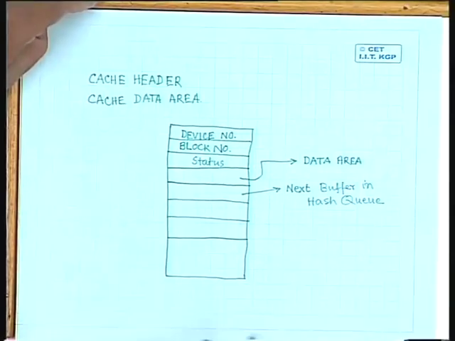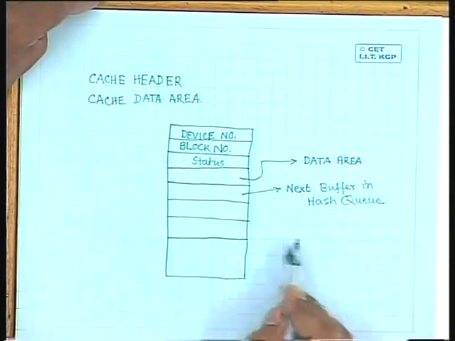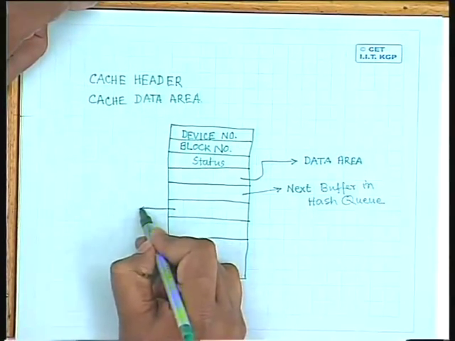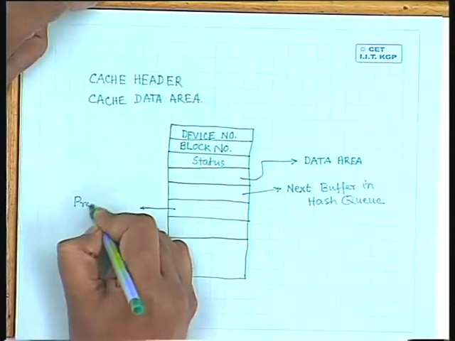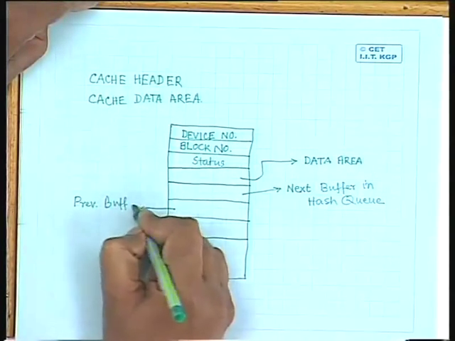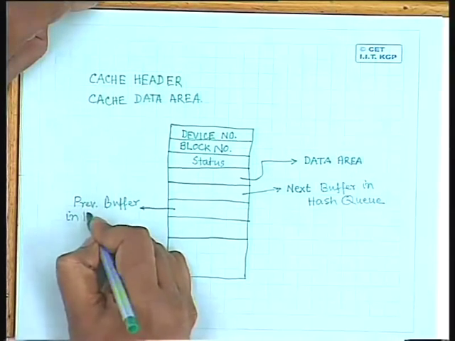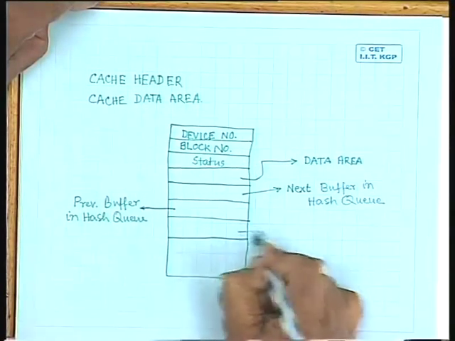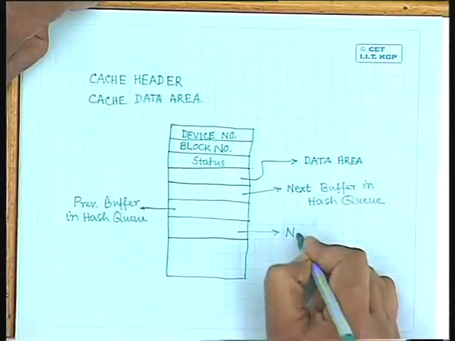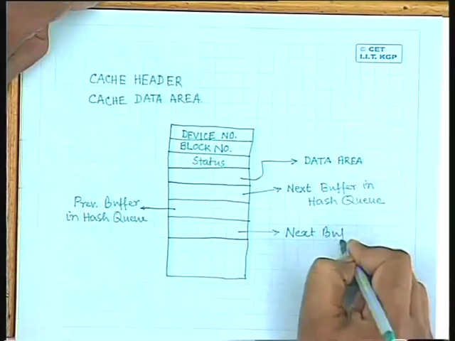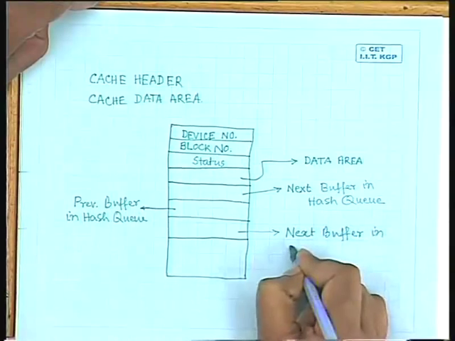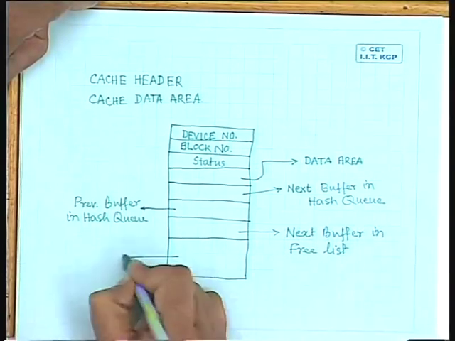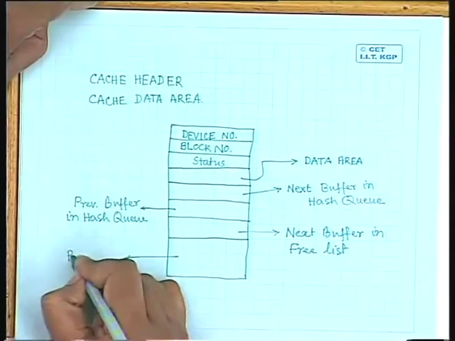Okay. As I said, all the buffers are maintained in the form of a linked list. So I have to have a number of pointers. One pointer points to the next buffer in the hash queue. Another pointer points to the previous buffer in the hash queue. One pointer will point to the next buffer in the free list, and I have to have one more pointer which points to the previous buffer in the free list.